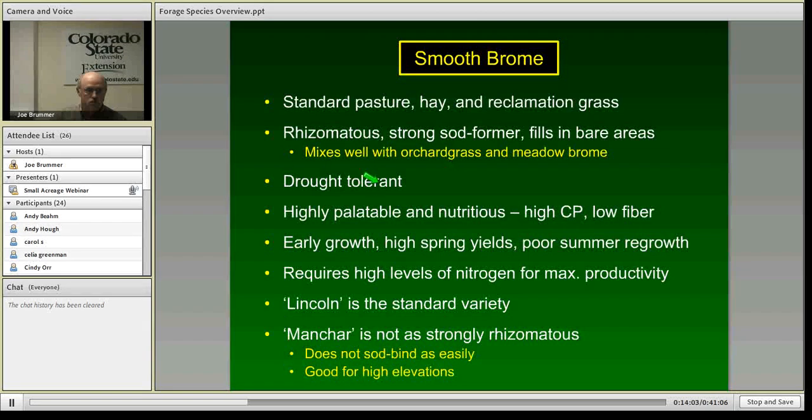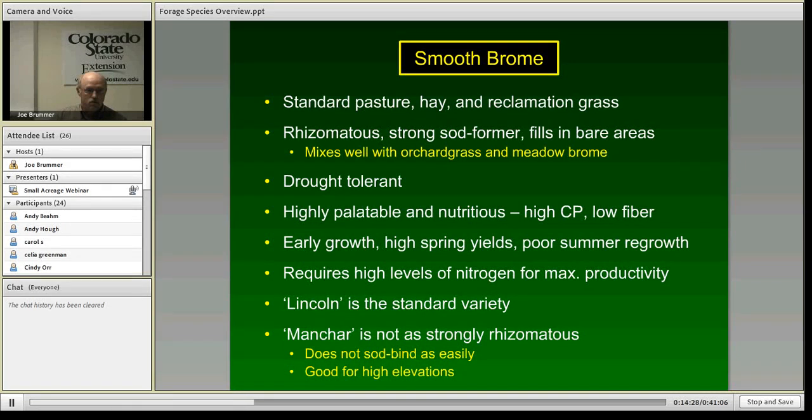The next species is smooth brome. Again, smooth brome in the U.S. anyway, is probably one of the most widely planted cool season grass species out there. It's a very adaptable species, very durable. You can use it for pasture and hay, and it's also been used extensively for reclamation type purposes. A lot of your roadside plantings, grassed waterways, those types of things will be planted into smooth brome.